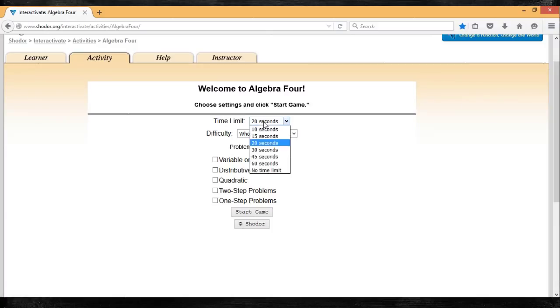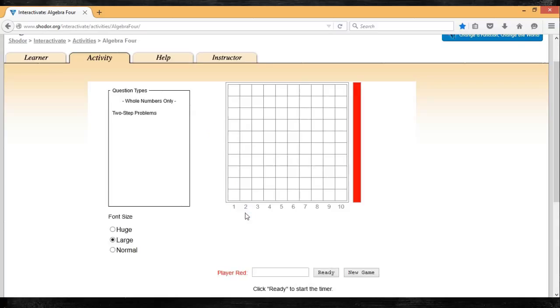But onto the activity, you have a time limit up here. You can set it, less time for the more advanced students. Maybe give the struggling students a little bit more time to try and solve the problems. To go along with that, you have the higher difficulty levels that you can give to your more advanced students, and then whole numbers only, for your struggling students that aren't quite grasping fractions or decimals as well as your other students. And even more so along that trend, you can set it just to one-step problems, or you can go all the way to quadratic problems, bring in the distributive property. I'll just set it down for two-step problems right now and go ahead and start the game.